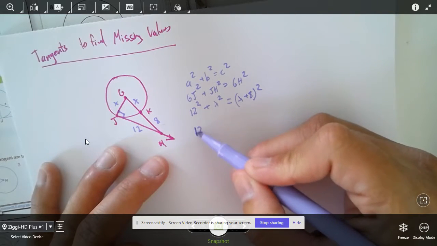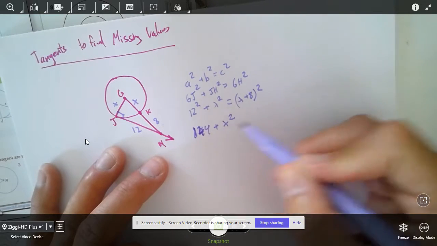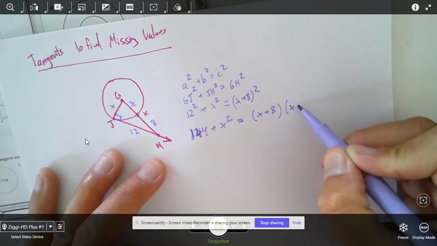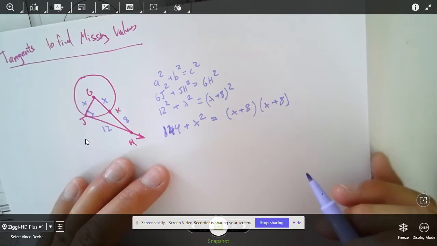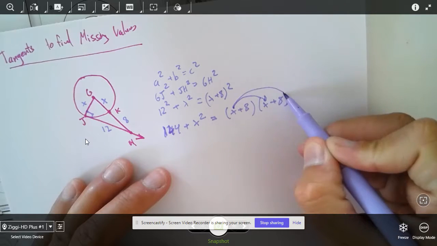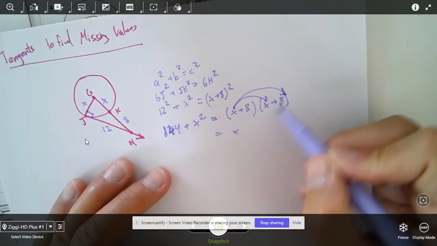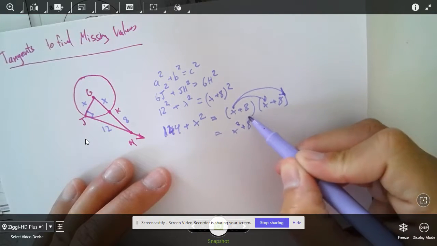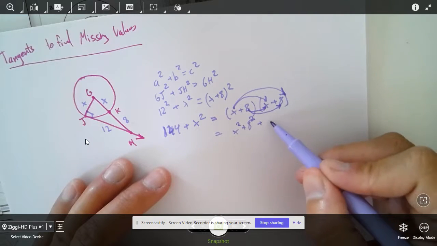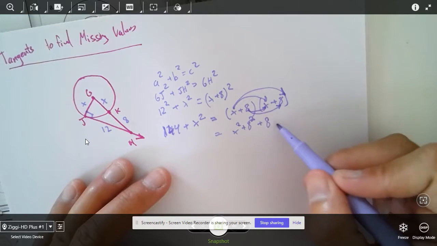So 12 squared is 144 plus x squared. So that's 144 plus x squared. And then on the other side, if you think about it, it's just this: x plus 8 times x plus 8. You can do FOIL, or you can just do this where the first number in the binomial has to distribute to these two numbers. And that would be x squared. X times x is x squared. X times 8 is 8x. Plus this number has to distribute to both the numbers in the other binomial. That's 8 times x.